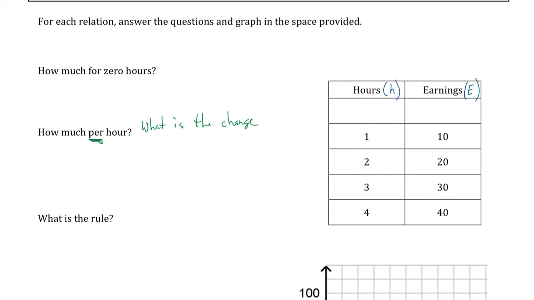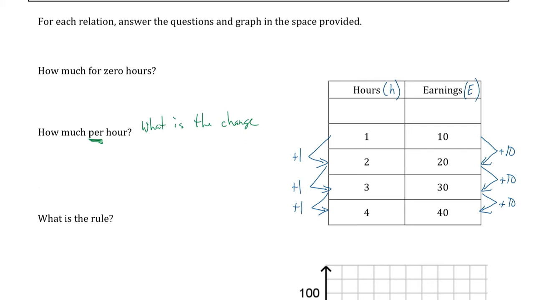So I'm going to look at this and I'm going to see this is an increase of $10 in 1 hour. This is another increase of $10 in 1 hour. This is another increase of $10 in 1 hour. So I'm going up 10 every hour.